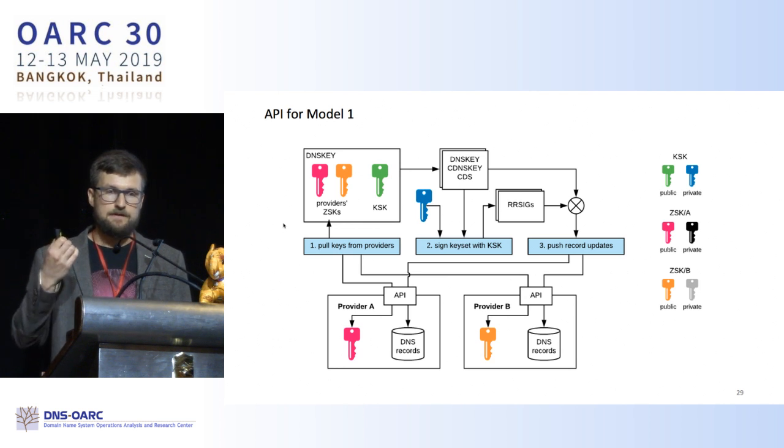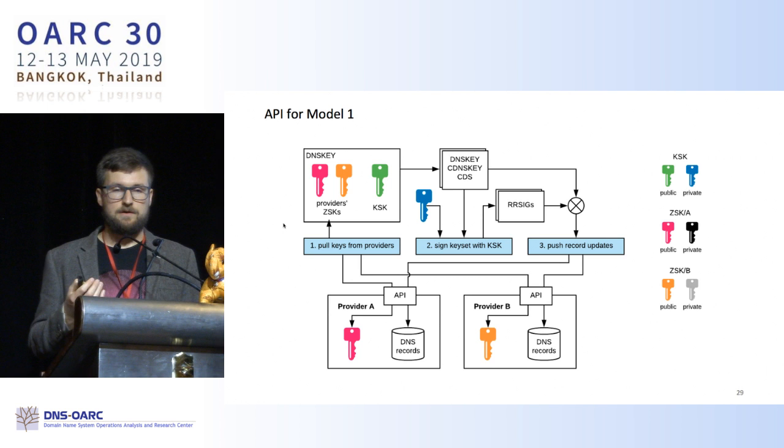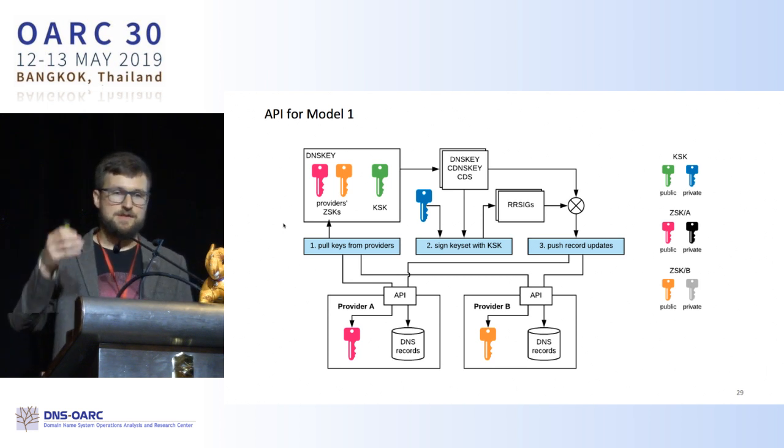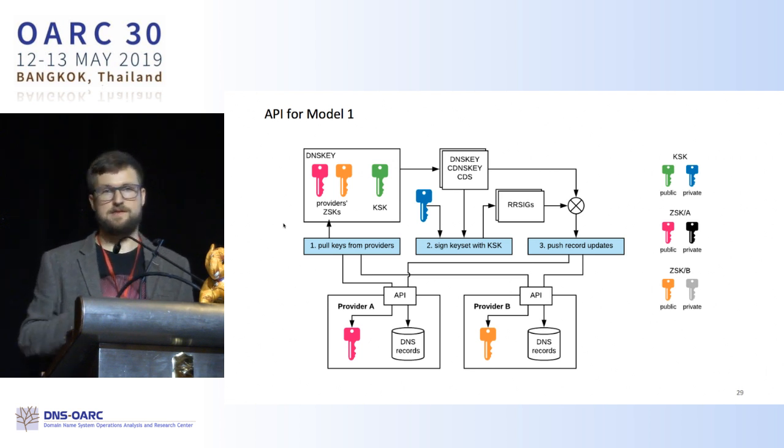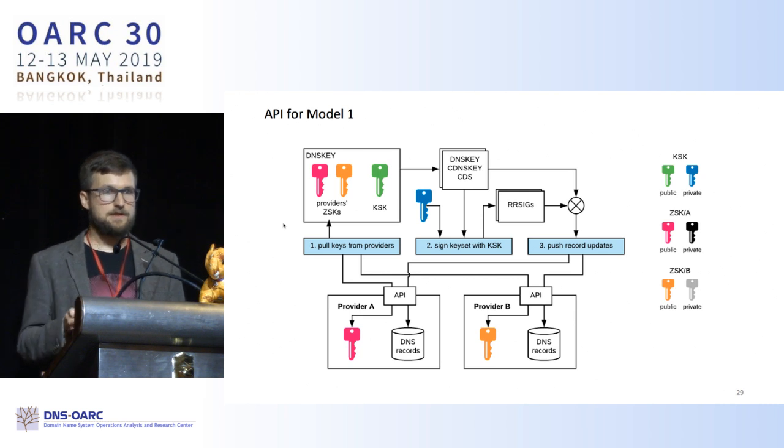And then the zone owner, or what we like to call the key manager, just goes to the providers and retrieves the keys. In Model 1, it adds the public key for the KSK and builds the DNSKEY record set, CDNSKEY record set, CDS, whatever is needed. It issues signatures for each of these record types and pushes it back to the providers so the providers can serve it. So we have actually already implemented this. It works in our testing environment, but of course we are looking for integration with anyone else. So if you are interested in this, definitely talk to me.